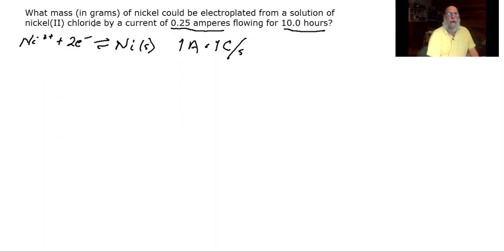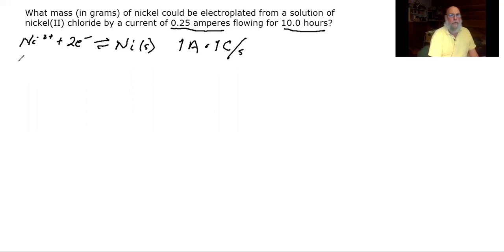We want to electroplate nickel onto some base metal. Doesn't much matter. We're going to have a nickel 2+ solution, and it's a 2-electron reduction to give us nickel metal. And what we need to know is that 1 amp is 1 coulomb of charge transferred per second. So let's start with that.